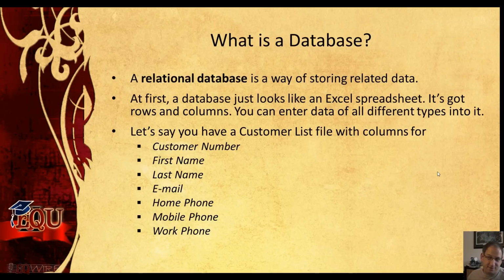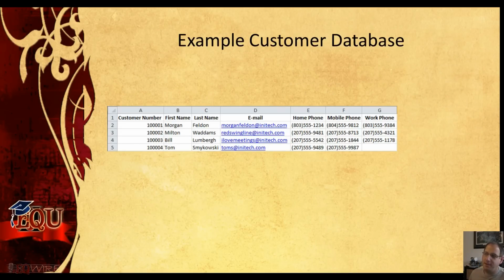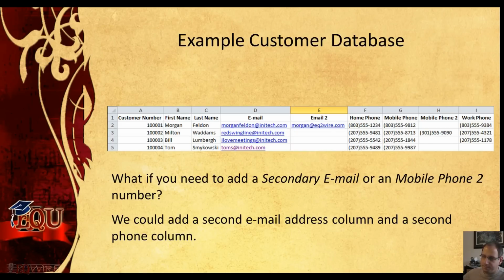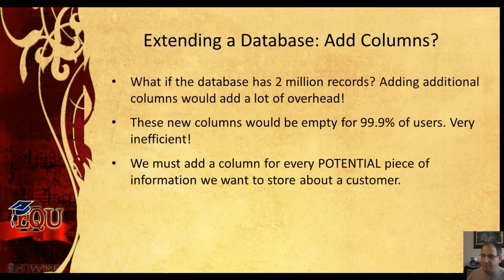Let's say you have a customer list file with columns for customer name, first name, last name, email, home, mobile, and work phone. It's like that. What if we needed to add a second email or a second mobile phone number? Well, we could add a second email address column and a second phone column. The problem with that is, what if the database has 2 million records? Now you're adding that second column or that third column, and for 99% of your users, that column is going to be empty. It's very inefficient.